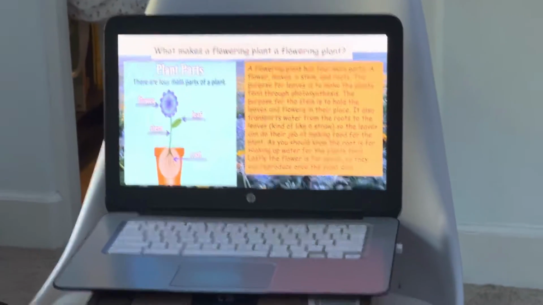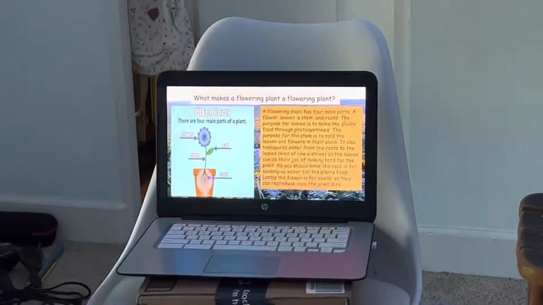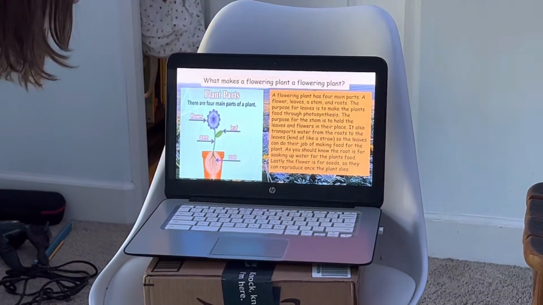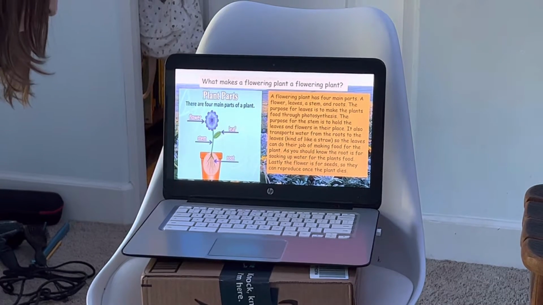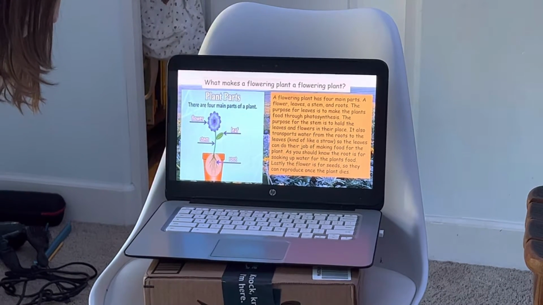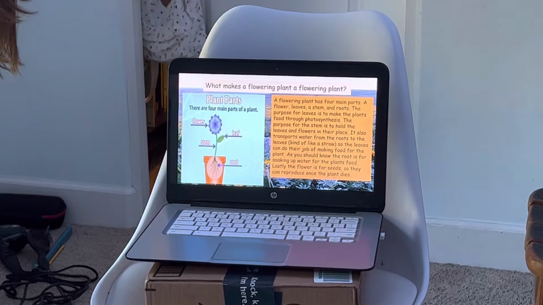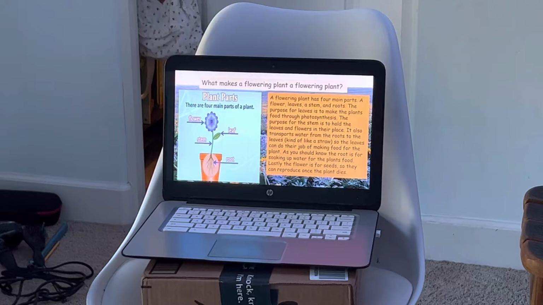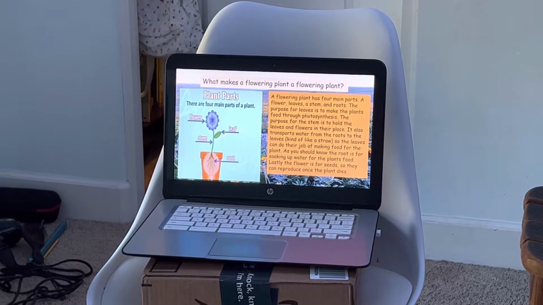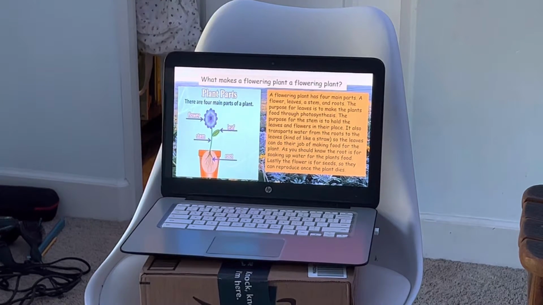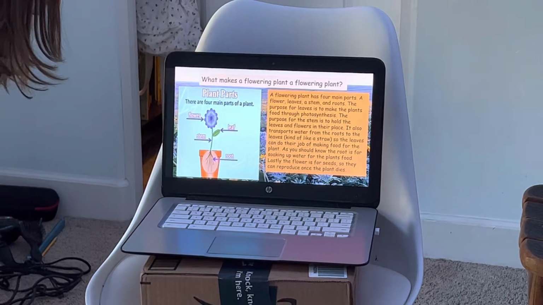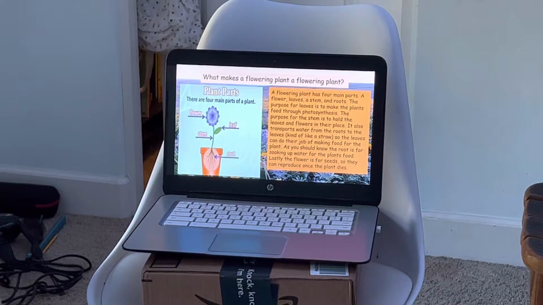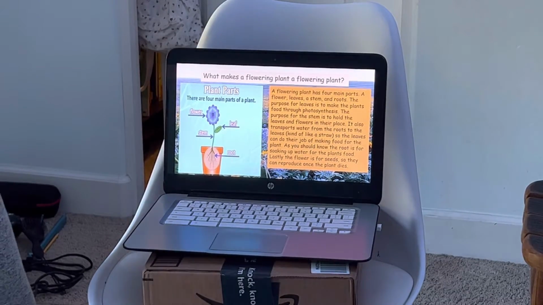The purpose for leaves is to make the plant's food through photosynthesis. The purpose for the stem is to hold the leaves and flowers in their place. It also transports water from the roots to the leaves, kind of like a straw, so the leaves can do their job of making food for the plant. As you should know, the root is for soaking up water for the plant's food. Lastly, the flower is for seeds, so they can reproduce once the plant dies.